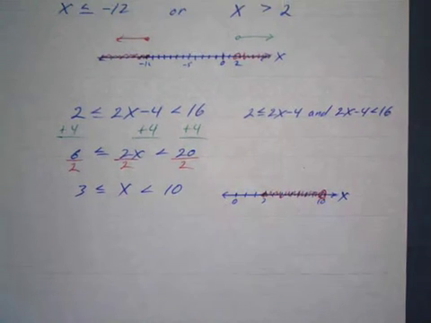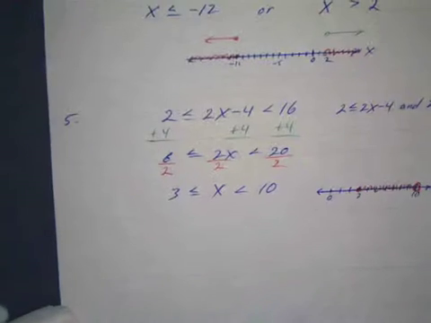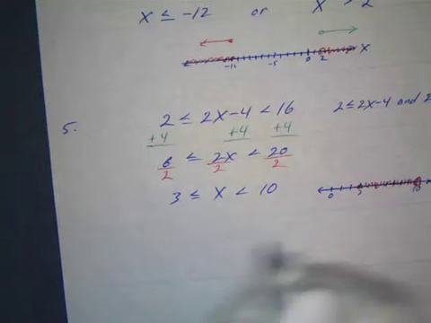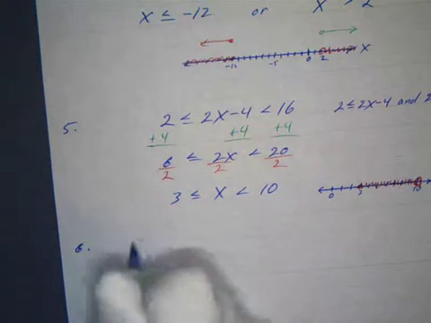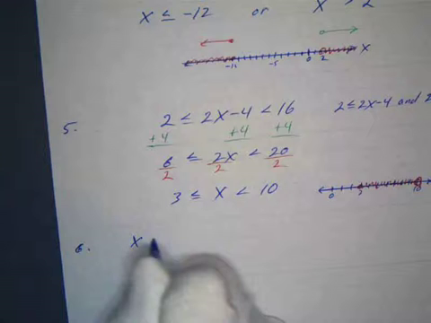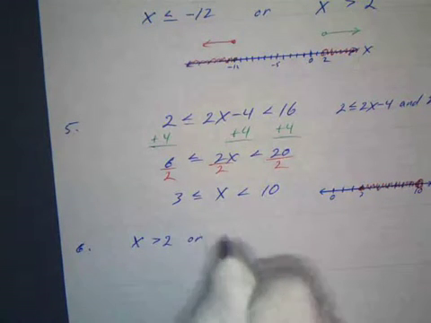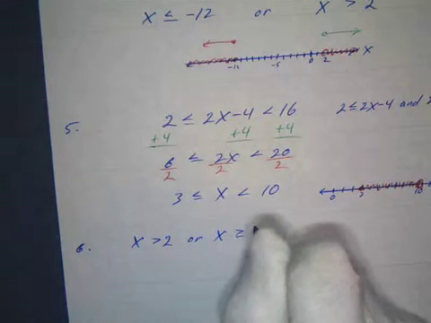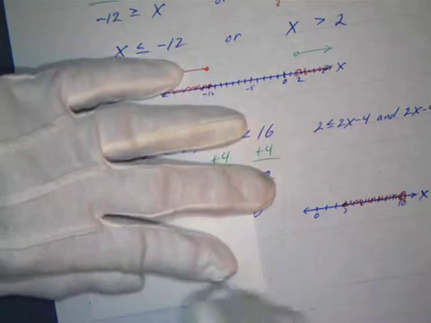You can't abbreviate an or, but you can abbreviate an and. Or you can rewrite it and solve both of these, and you get the same thing. Okay? Now sometimes we have some overlaps, so here's an example of an overlap, and we can have them for ands and ors. X is greater than 2, or x is greater than or equal to 4.